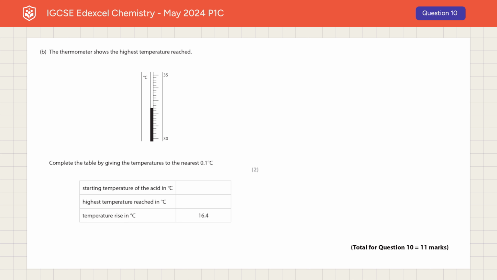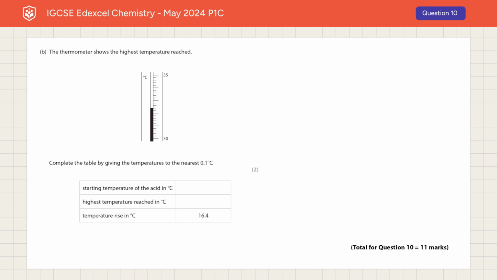Now part B, the method. The student records the start temperature, adds the magnesium, and notes the highest temperature. We're given the temperature rise is 16.4 degrees Celsius. Looking at the thermometer, we need to read it to the nearest 0.1 degrees Celsius.